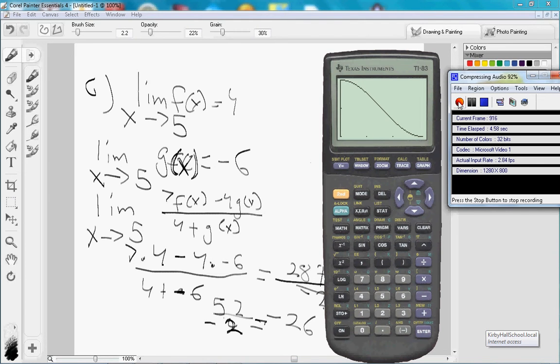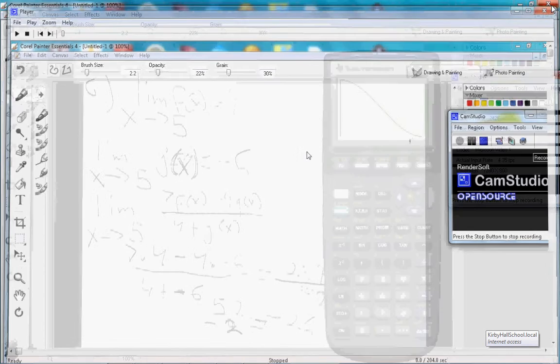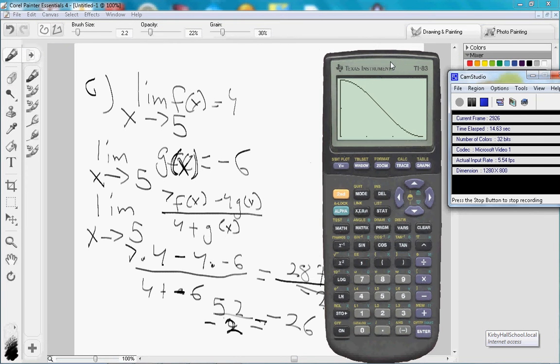Everything's failing. I was compressing the audio, so I can't do anything right now. Well, it usually will start recording, but it is recording. Oh, awesome. Well, never mind.